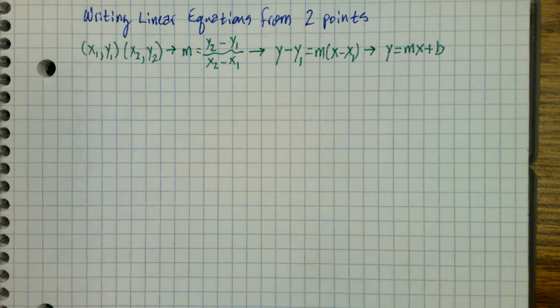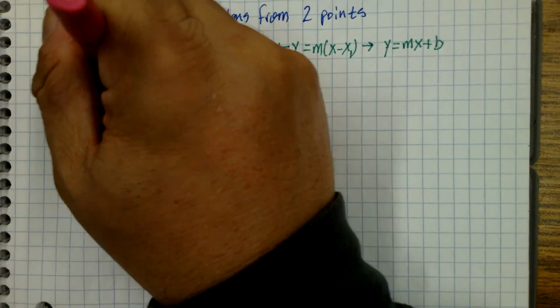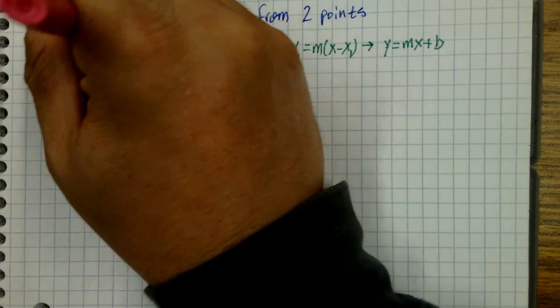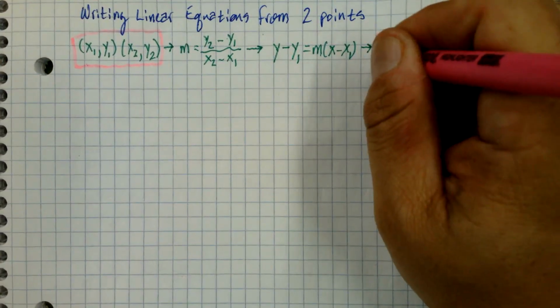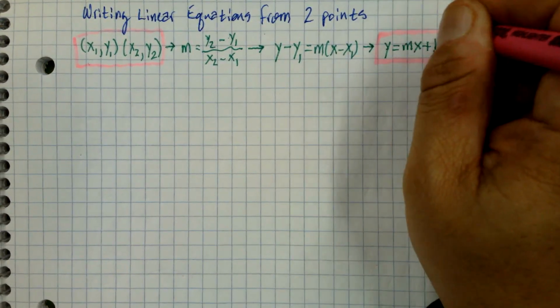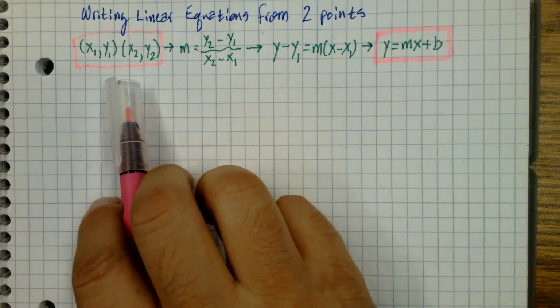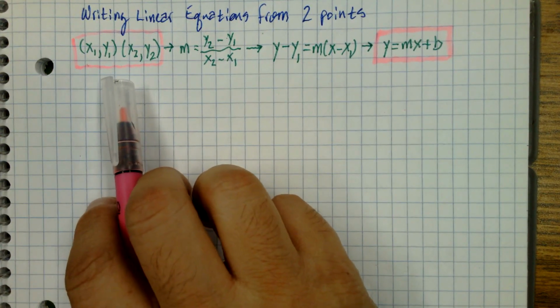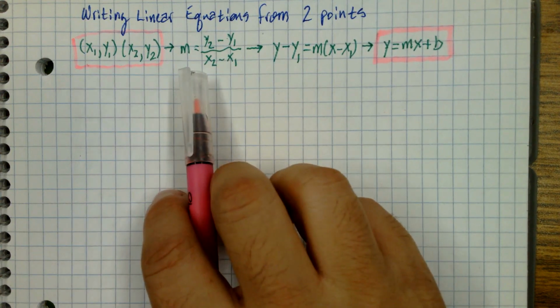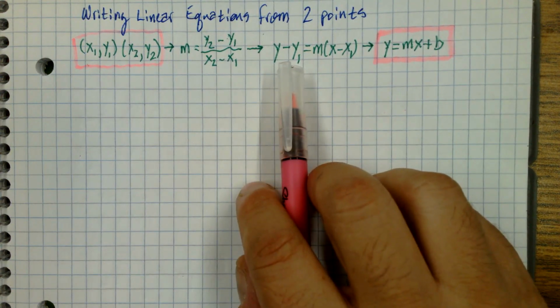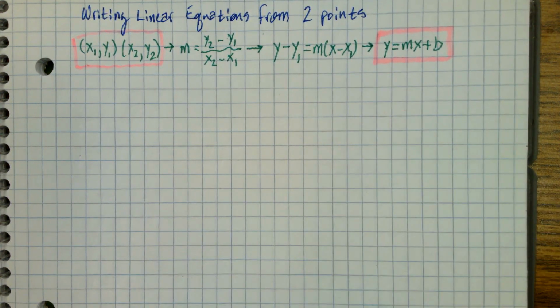So basically, we're going to start here and end here. We'll have two random points. We'll want the equation in slope-intercept form. We'll find the slope, we'll put it into the point slope, and eventually we'll end up with that.